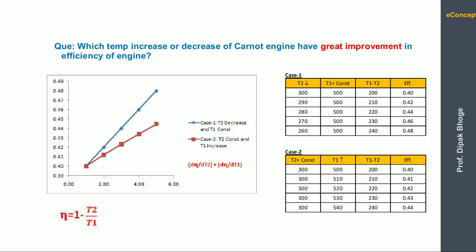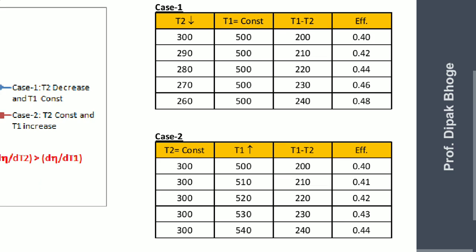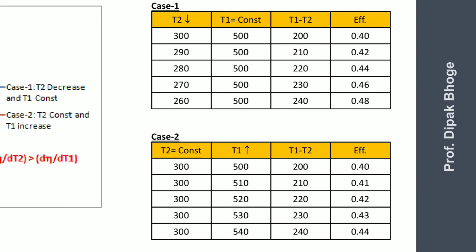In this method, I have taken different temperatures and tabulated them in a table to see the change in the efficiency with decreasing and increasing the temperature. Now case 1, in which we have kept T1 constant and T2 is reduced. We have kept T1 constant at 500 Kelvin and T2 is reduced from 300 Kelvin to 260 Kelvin by 10 degrees Celsius steps. The temperature difference T1 minus T2 is 200, 210, 220, 230 and 240, and then efficiency is increased from 40% to 48%. This is case 1, in which T1 is constant and lower temperature is reduced.